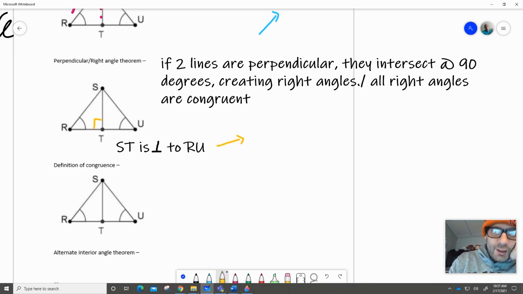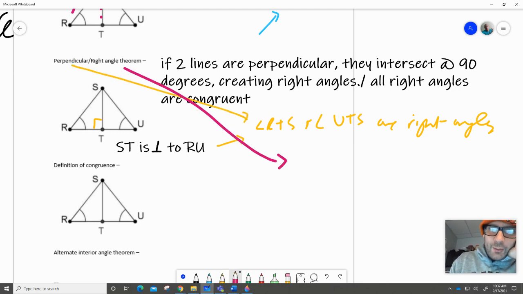All right. We can say that angle RTS, excuse me, not RST, angle RTS and angle UTS are right angles, by the definition of perpendicular. So the definition of perpendicular can make these things right angles, and then the right angle theorem can further tell us that angle RTS is congruent to angle UTS.